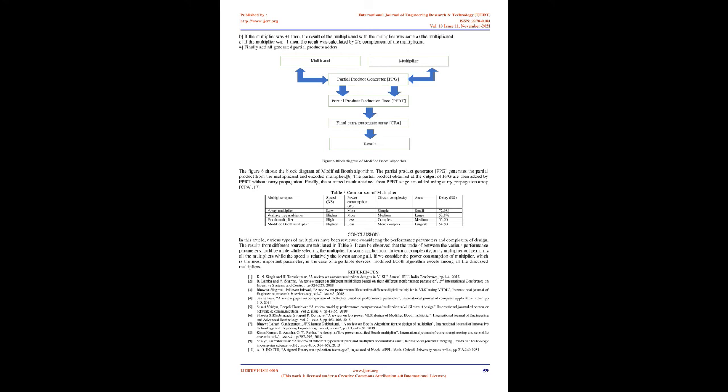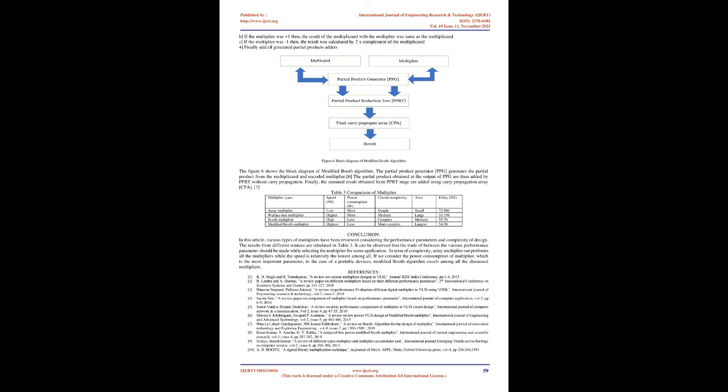Figure 6 shows the block diagram of the modified Booth algorithm. The partial product generator PPG generates the partial products from the multiplicand and the encoded multiplier. The partial products obtained at the output of PPG are then added by PPRT without carry propagation. Finally, the summed result obtained from the PPRT stage is added using a carry propagation adder CPA.